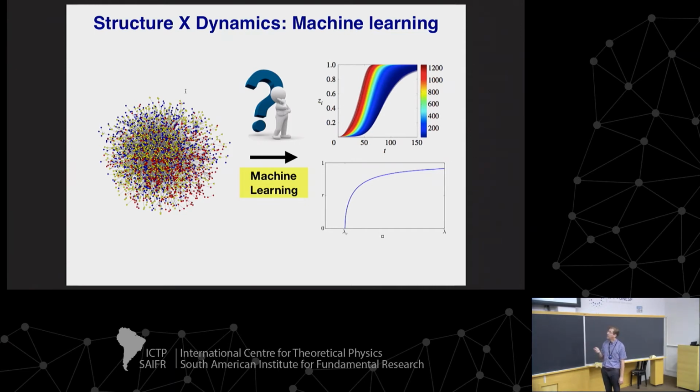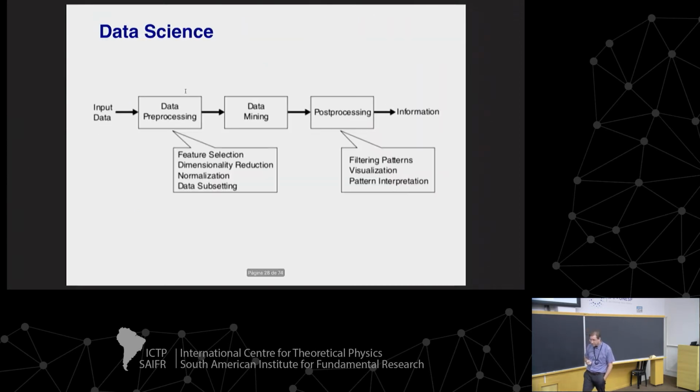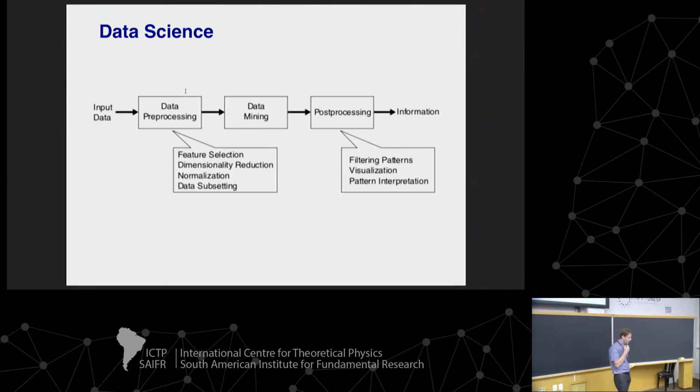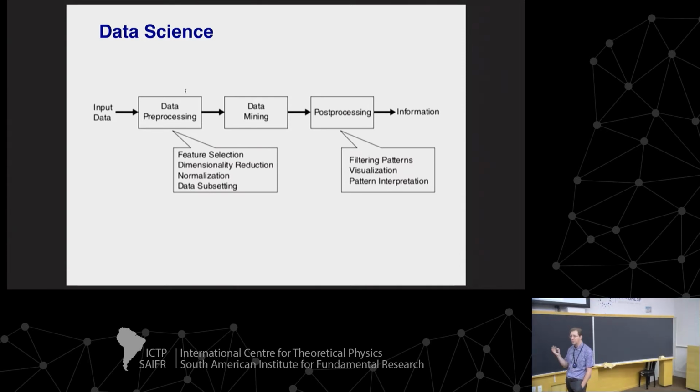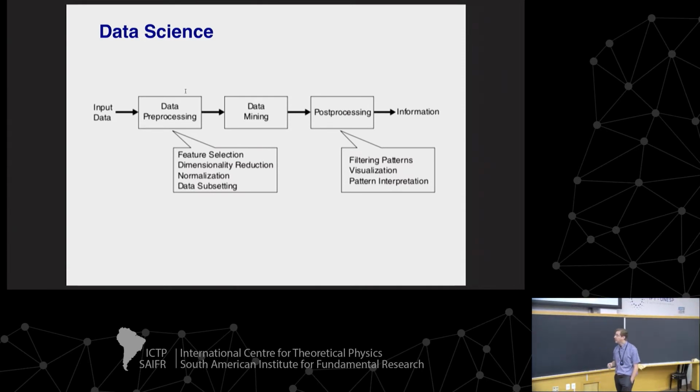But today, I will consider a new approach that we have developed, which is based on machine learning, okay? So machine learning is a part of data science. So in data science, what you have is input data, then you have some pre-processing, for instance, to remove some kind of noisy or seasonal effects, for instance.